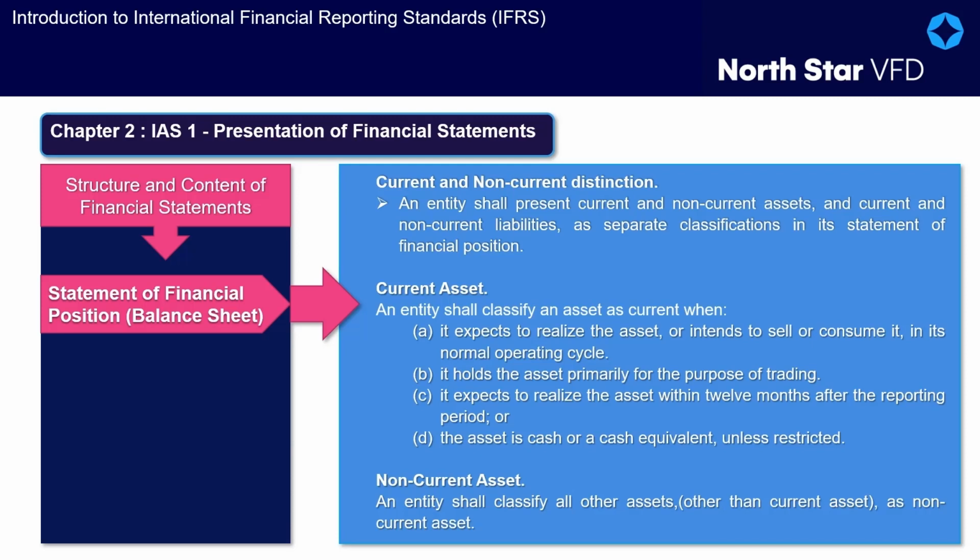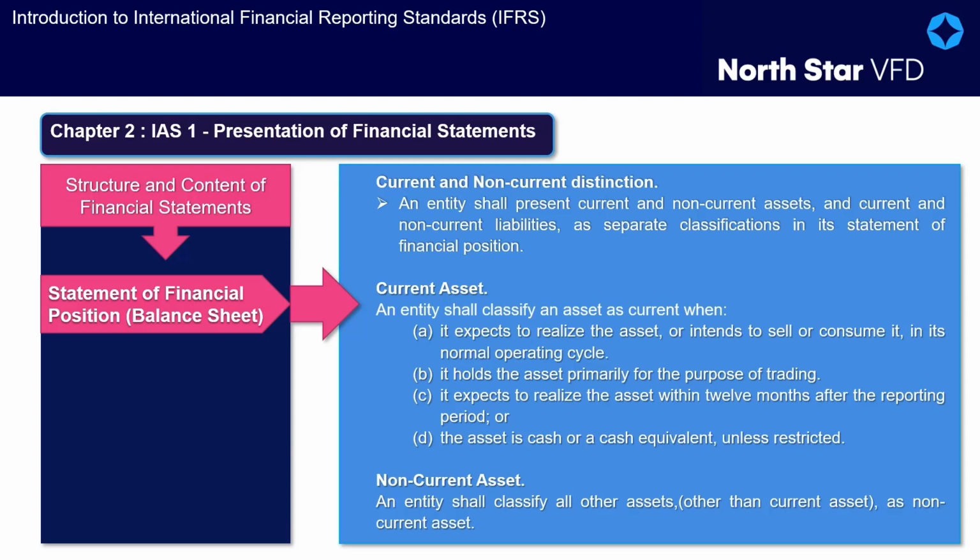Current asset. An entity shall classify an asset as current when: 1. It expects to realize the asset or intends to sell or consume it in its normal operating cycle. 2. It holds the asset primarily for the purpose of trading. 3. It expects to realize the asset within 12 months after the reporting period, or 4.